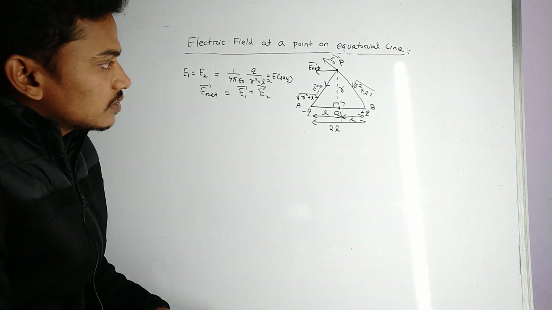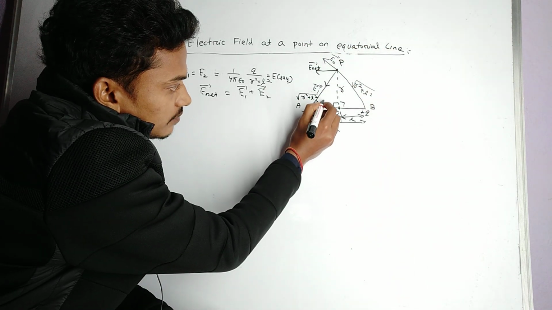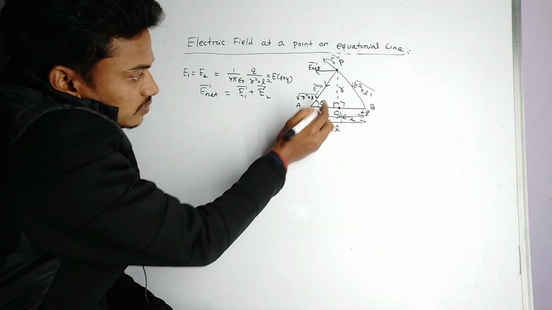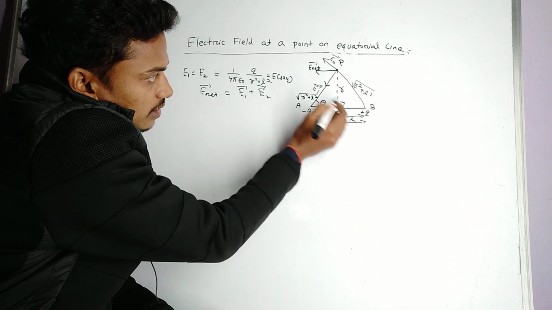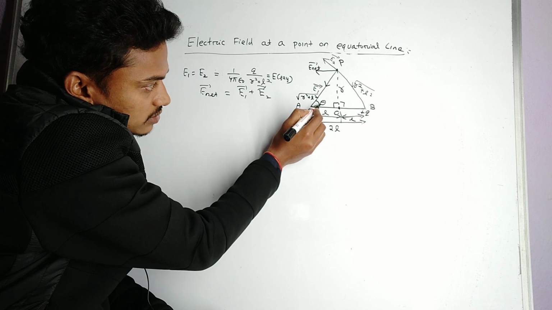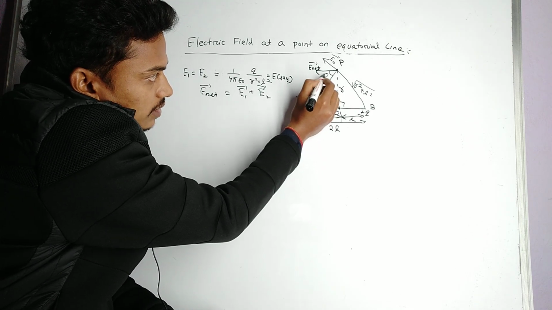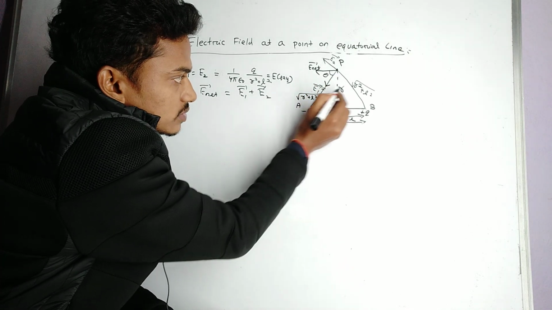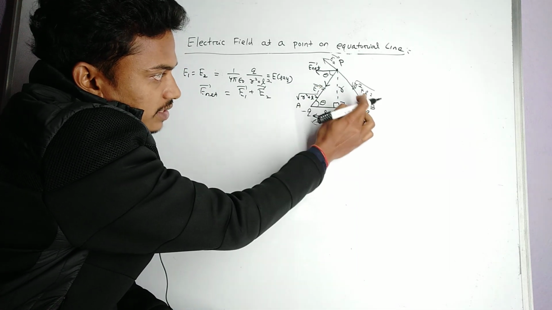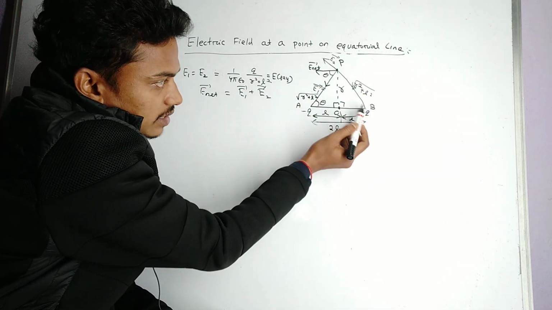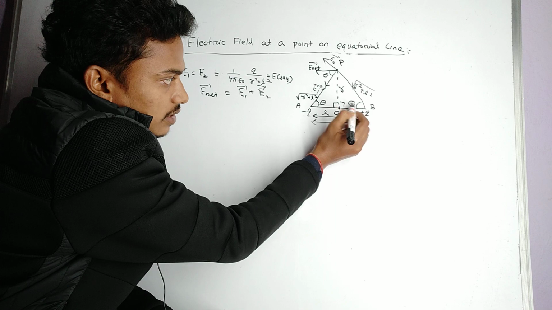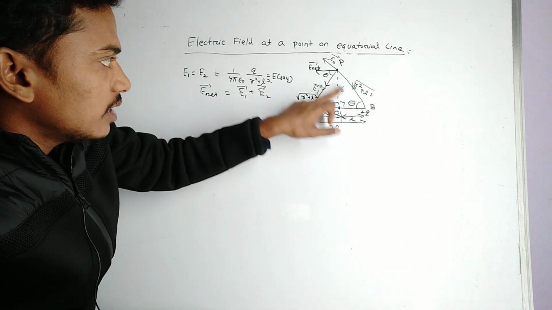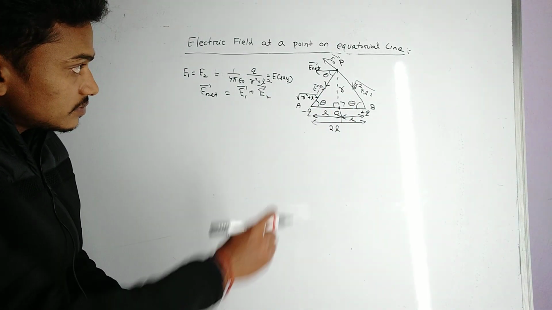Suppose this angle is theta. These two lines are parallel and this is the intersection line, so this is theta and this will be theta. Again, these two sides are equal, so their opposite angles will be equal, so this will be theta. This is theta, theta, and this will be theta.